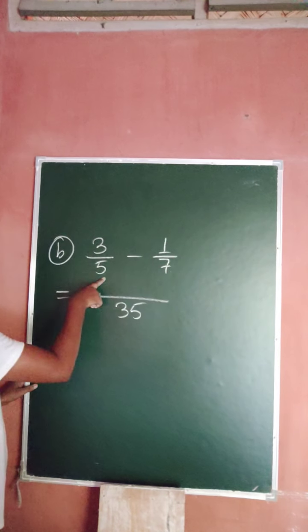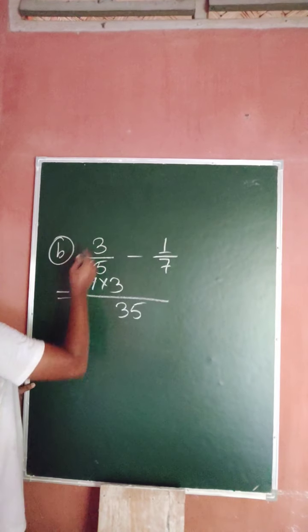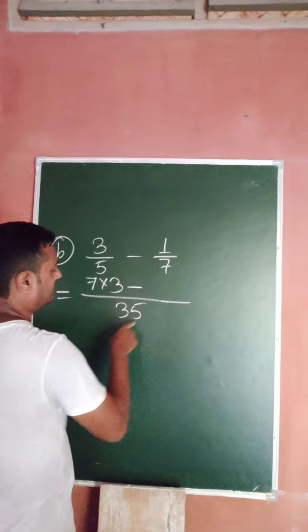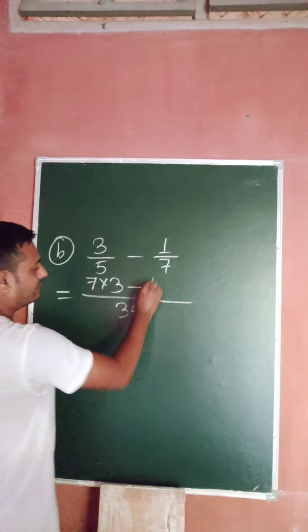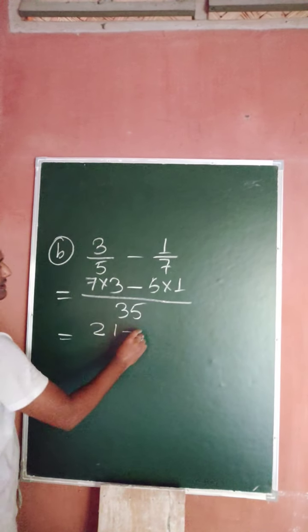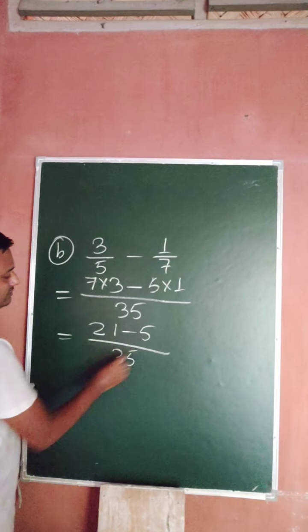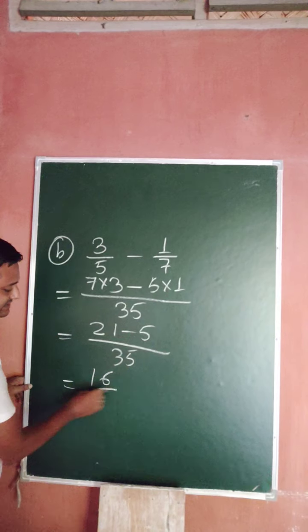So 35 divided by 5 becomes 7, and 7 into the numerator 3. Now minus, 35 divided by 7 becomes 5, so 5 into the numerator 1. So 7 into 3 is 21, minus 5 into 1, 5, over 35. 21 minus 5 becomes 16 by 35.